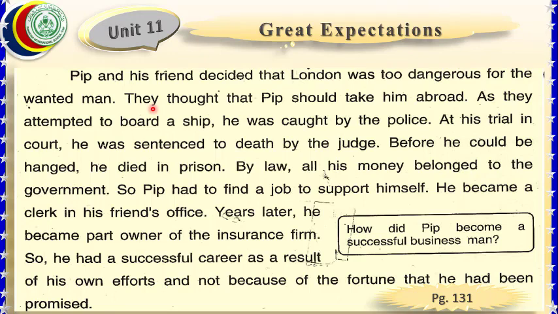Now Pip and his friend are thinking that England is not good for the prisoner. They thought that Pip should take him abroad. Pip and his friend decided to take him out of England. As they attempted to board a ship, he was caught by the police. At his trial in court, he was sentenced to death by the judge.